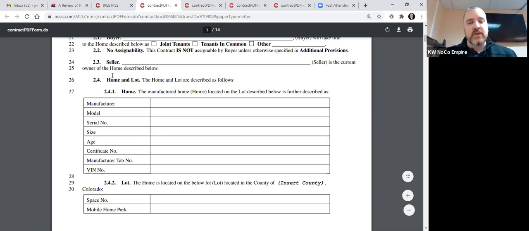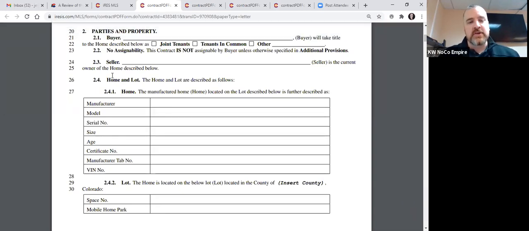2.4 looks different than what we are normally used to. 2.4 talks about the home and the lot, and not the property. It talks about the lot. So the home is the manufactured home located on the lot described below down here, right? That is further described as, and then we have all of these descriptive features of the actual manufactured home.